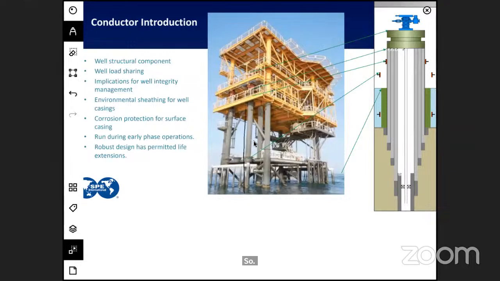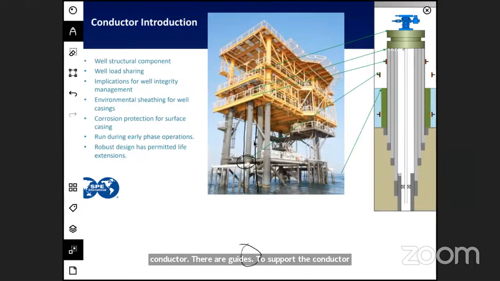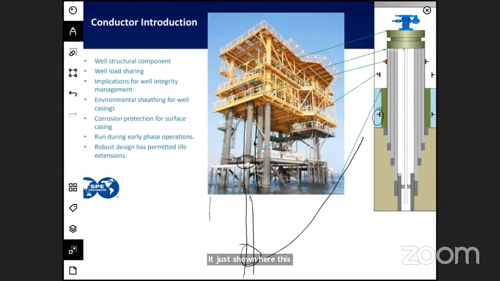this particular thing represents the well conductor. There are guides to support the conductor. There is one guide here. There is one subsurface guide, which is shown here. This is below the water. The blue represents water, this represents soil, and this is the ambient.